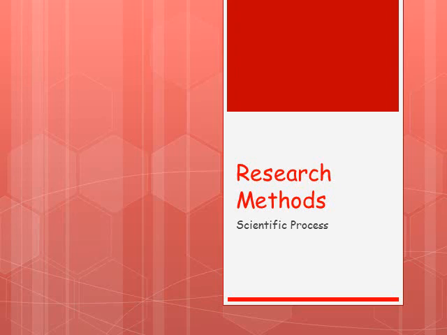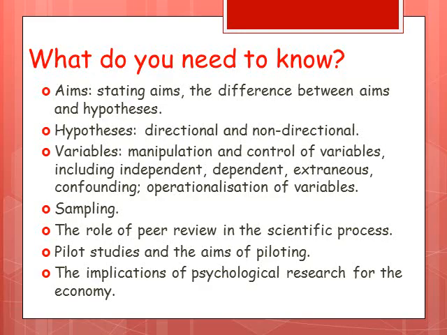So research methods, the scientific process. This is for AS level Year 1 psychology. So what do you need to know for Year 1 psychology within the scientific process section of research methods? We need to know aims, hypotheses, variables, both the different types of variables and how we can control them, sampling techniques, peer review, pilot studies, and how psychological research can impact on the economy.